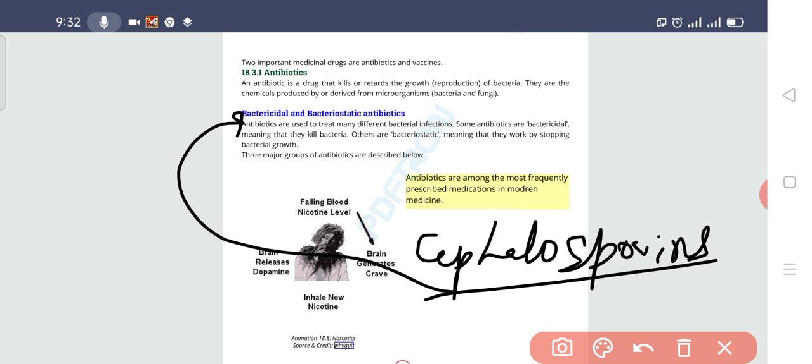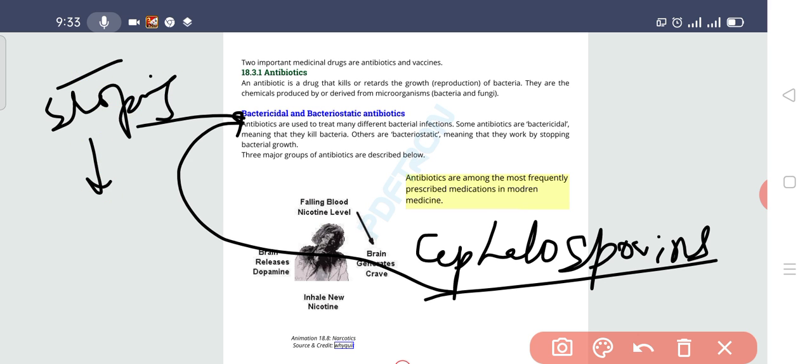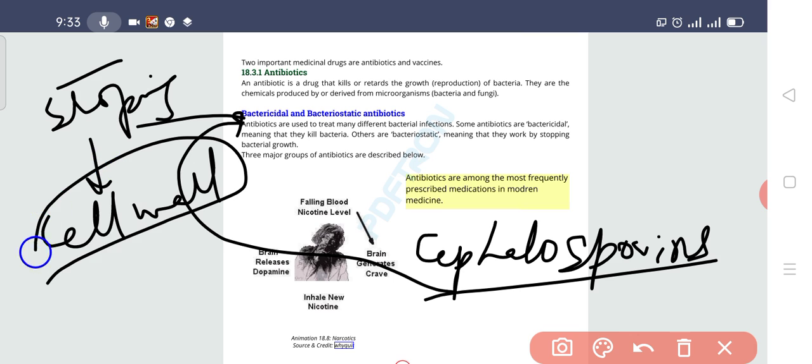And how is it killing the bacteria? It is basically stopping the bacteria from making its cell wall. So this antibiotic is not actually letting the bacteria make its cell wall. So that's why the bacteria get killed. Mostly it is very common to treat pneumonia, sore throat, tonsillitis and bronchitis.